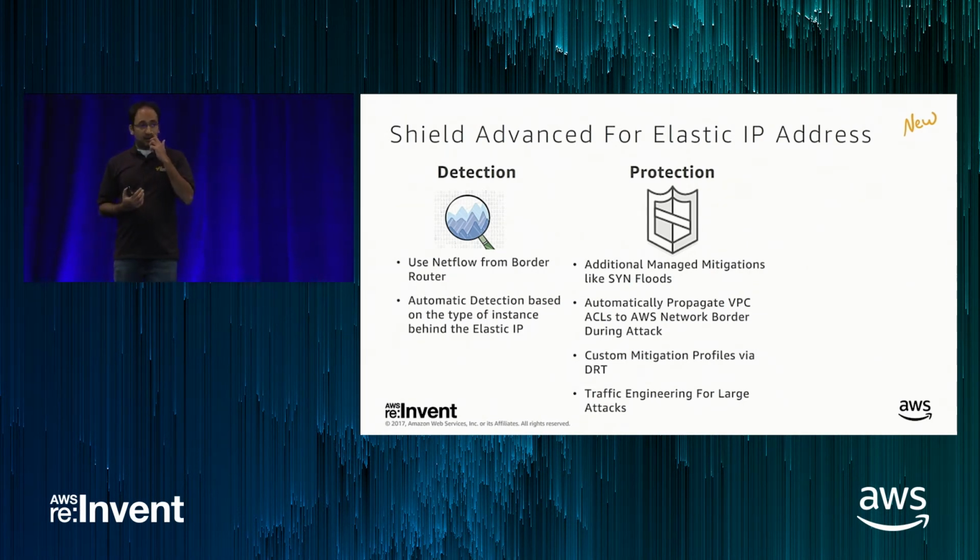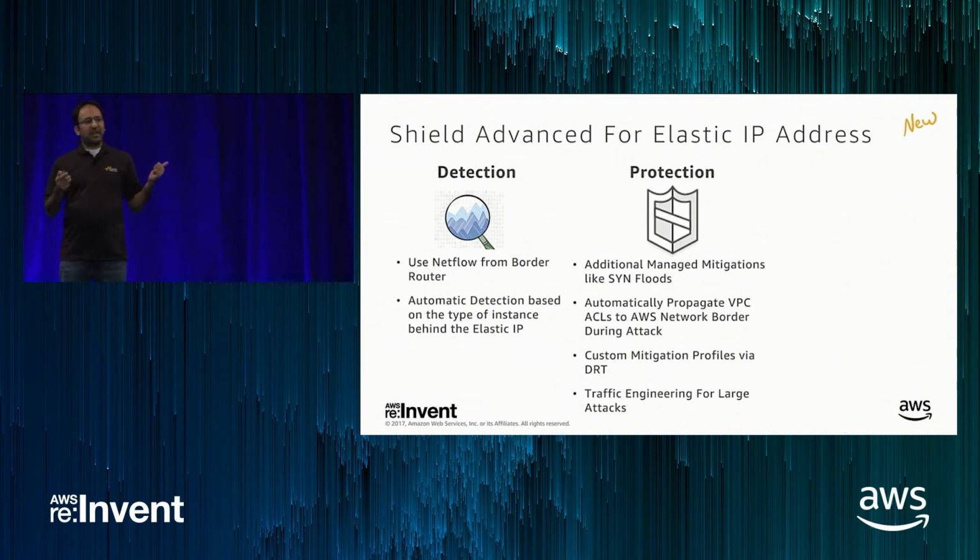What this means is that you now get that scrubbing capacity and the bandwidth capacity available at the AWS border, as opposed to something that's available on your VPC, thereby allowing us to mitigate large volumes of attacks. And again, just to reiterate, ACLs are one of the most useful techniques to mitigate these attacks. That's one of the key things that we did for Shield Advanced for EIPs. In addition to that, you can also define custom mitigation profiles working with the DDoS response team.